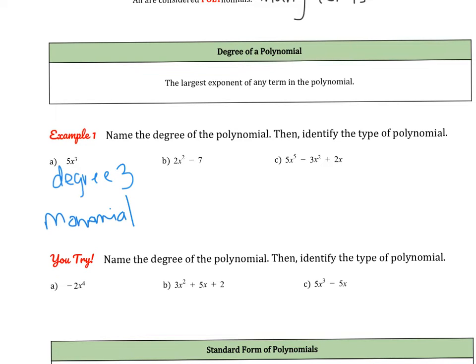So the second example, we have 2x squared minus 7. So the degree of the polynomial is the largest exponent again. So we're looking at the largest exponent, 2. So therefore, the degree is 2. And then we want to know the type of polynomial. So the type of polynomial is we have 1, 2 terms. So therefore, this is a binomial. Bi means 2, binomial.